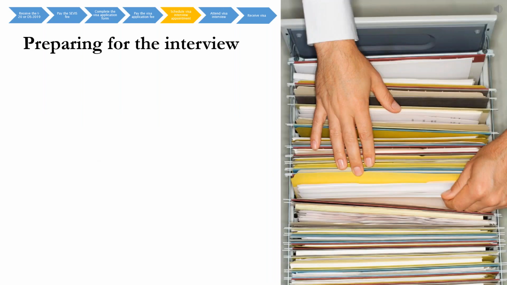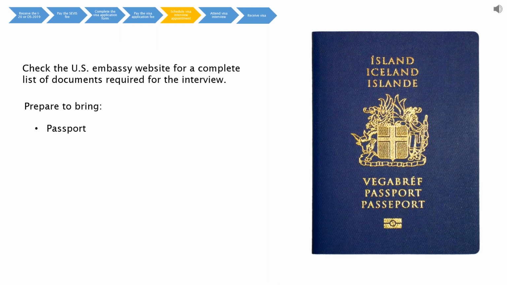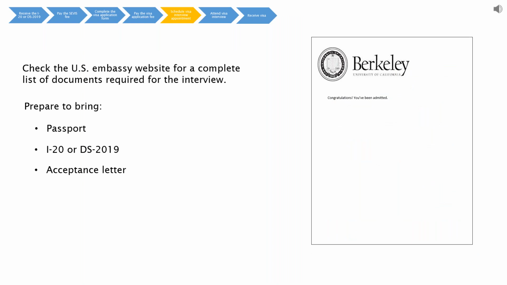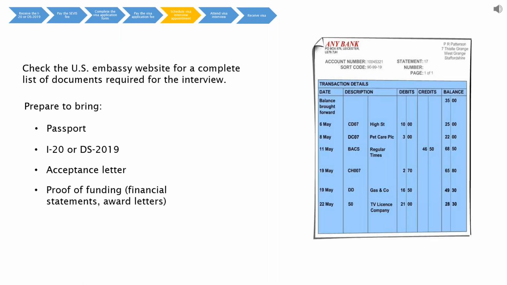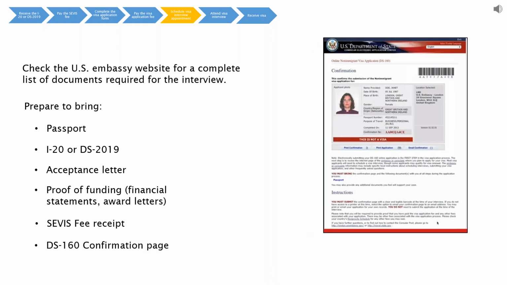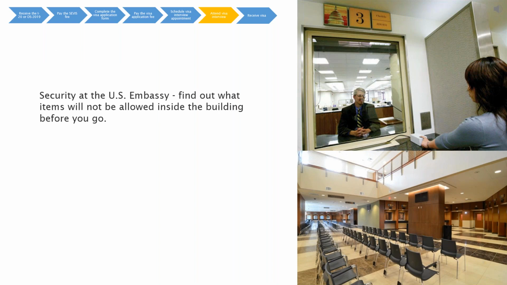And then we do have some tips for preparing for the interview. Check out the embassy website for a complete list of documents that you'll need, but do be prepared to bring your passport, your I-20 or DS-2019, the acceptance letter from UC Berkeley, and then proof of funding, so financial statements or award letters, and then your SEVIS fee receipt as well. And then finally your DS-160 confirmation page.